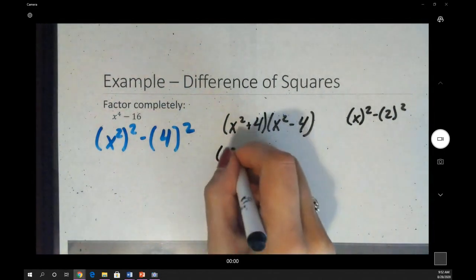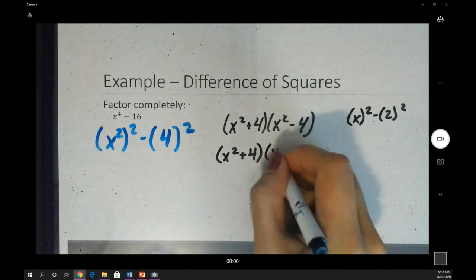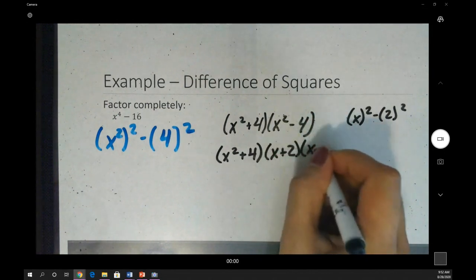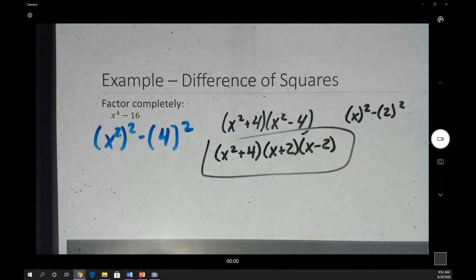I'm going to leave my x squared plus 4 out front, and then my x squared minus 4 is going to factor into x plus 2, x minus 2. That is the answer we're looking for. So we need to check along the way to make sure there's nothing else we can factor.